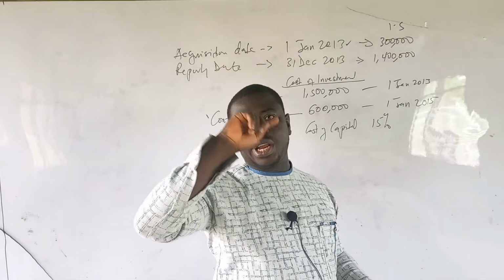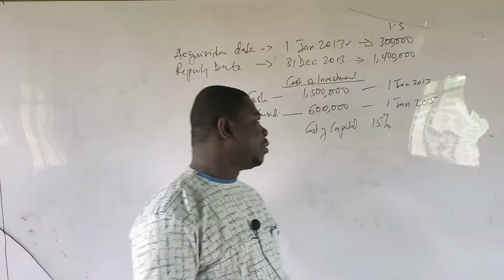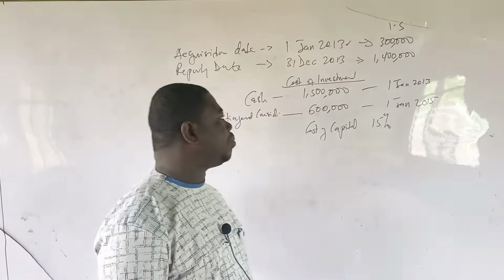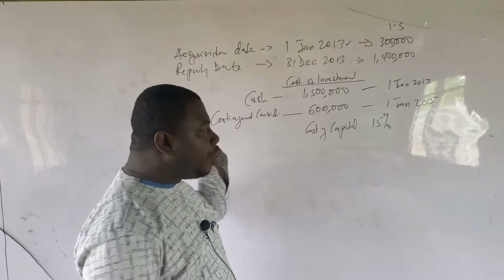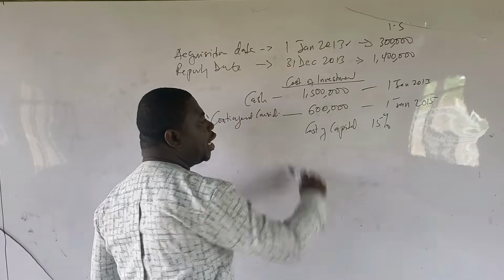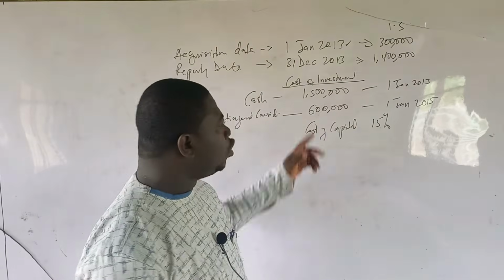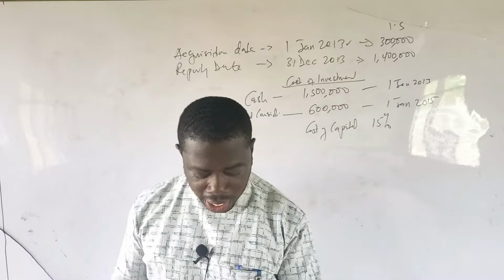Remember that what is in the introduction supersedes what we have in the statement of financial position. So yes, we see 1.5 million in the statement of financial position, but we are supposed to also take into consideration the contingent consideration. And that is very, very important. So that is it. Then we continue to analyze.